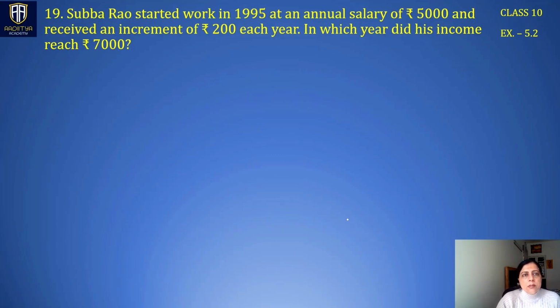Next question is, Subbarao started work in 1995 at an annual salary of 5,000 and received an increment of rupees 200 each year. In which year did his income reach rupees 7,000? So you have to find an AP with this word problem. So Subbarao started work in 1995 at an annual salary of 5,000. So the first term here in the sequence is 5,000.